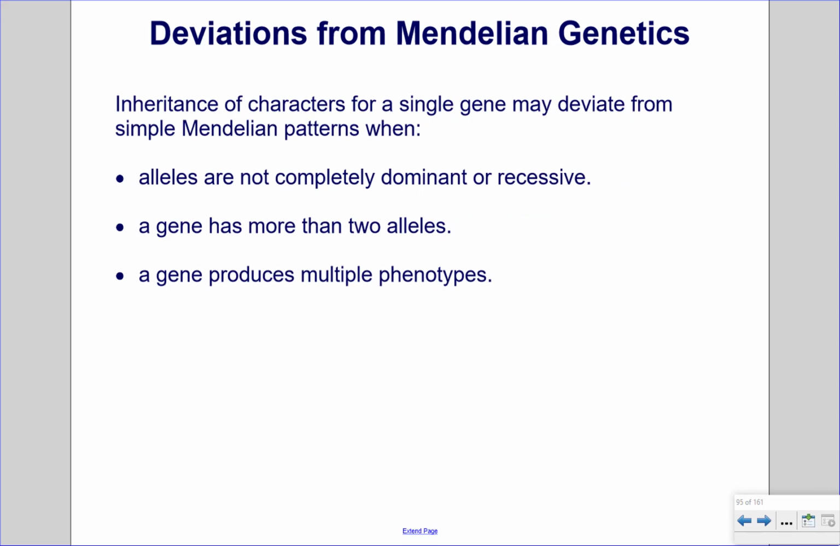Deviations from Mendelian genetics. Inheritance of characters for a single gene may deviate from simple Mendelian patterns when alleles are not completely dominant or recessive, a gene has more than two alleles, or when a gene produces multiple phenotypes.